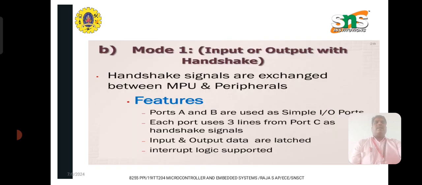Next, mode 1, input or output with the handshake mode. Handshake signals are exchanged between the microprocessor unit and the peripheral unit. Features of this mode 1: port A and port B are used as input output ports. Each port uses 3 lines from port C as handshake signals. Input and output data are latched. Interrupt logic is supported.